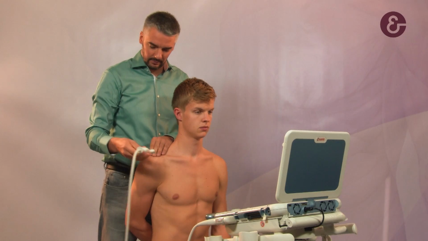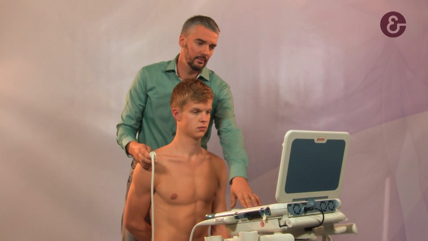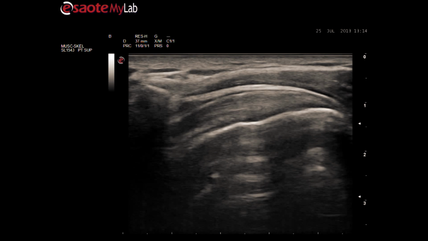One of the most commonly involved tendons is the supraspinatus. I will demonstrate one of several techniques to assess the supraspinatus. Please see the two most white lines in the middle of the screen.